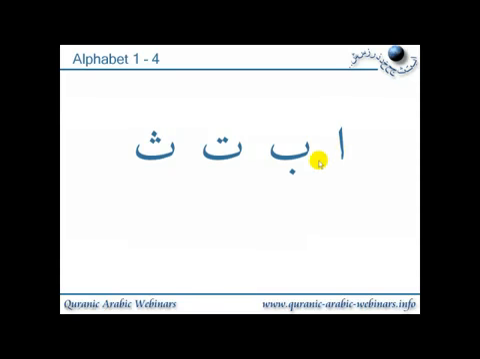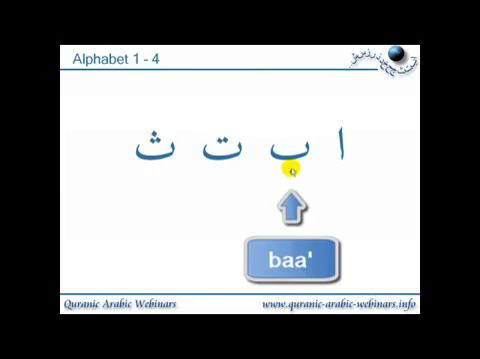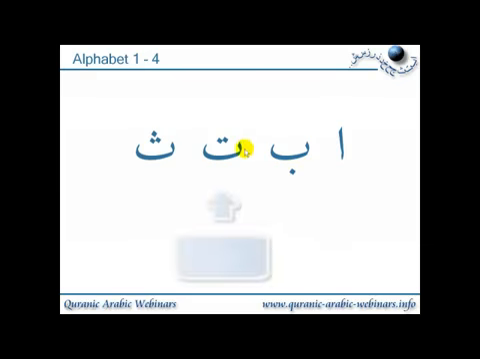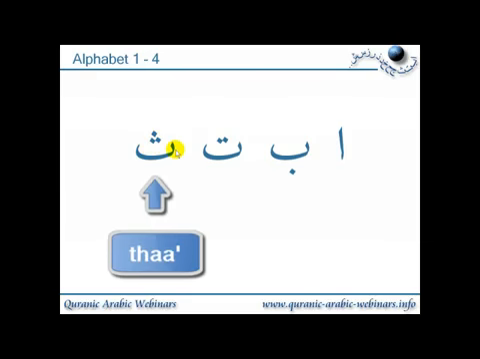The next 3 all share the same basic shape, but the number of dots vary. So the first one here is Ba, and that has 1 dot underneath. The second one is Ta, 2 dots. And the third one with the 3 dots is Tha.